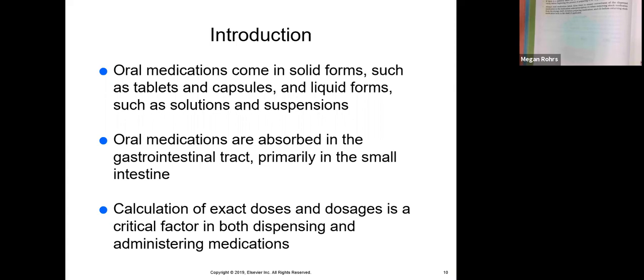It's very important that we know how to calculate a dose as well as a dosage. We'll also discuss the difference between those. Before we even begin to think about filling prescriptions, we definitely have to make sure that we have these calculations down first.